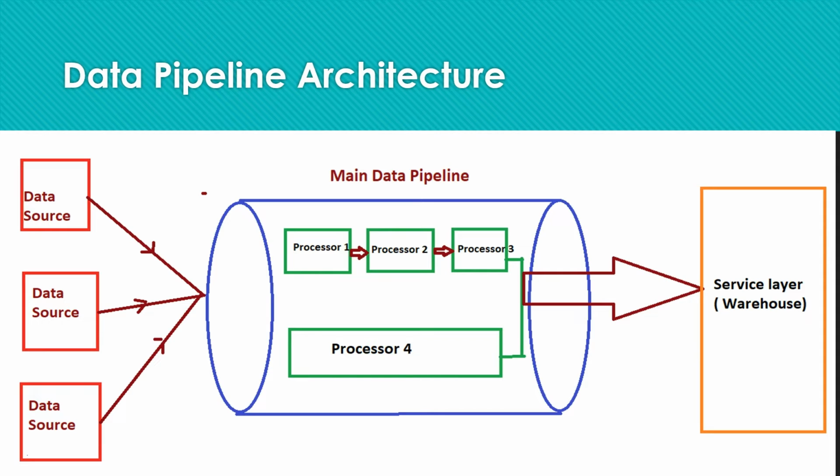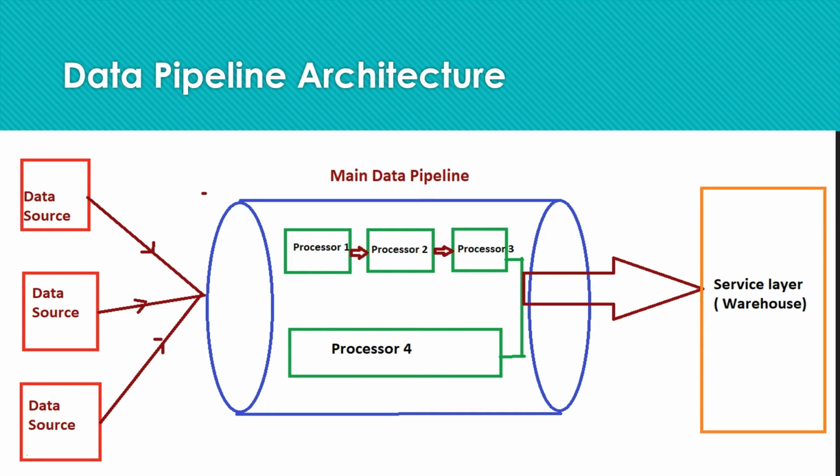That is, the output of the first processing unit goes to the second, and the output of the second goes as the input to the third processing unit. Finally, the output of the third unit is combined with the output of the fourth unit and goes to the service layer. The service layer is the data warehouse. So here processors 4 and 1 start at the same time and perform the job in parallel.